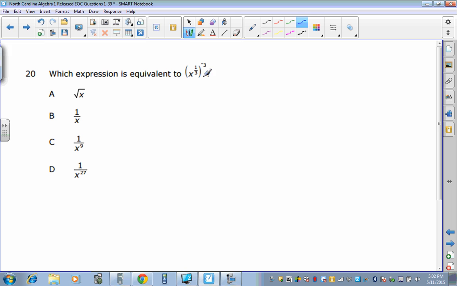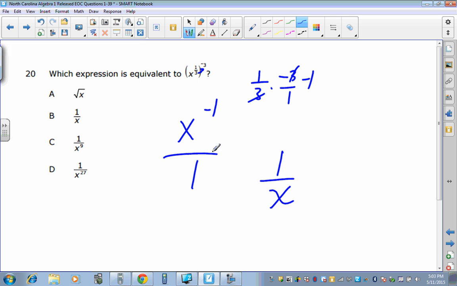Okay, number 20. We have to remember our rule for raising a power to a power. What's our rule for raising a power to a power? We take those exponents and we multiply them. So you want to do 1/3 times -3. That cancels. So you have x to the -1, and we know that that's the same thing as 1 over x, because we can flip this down to the bottom and that exponent becomes positive. So B would be your answer.